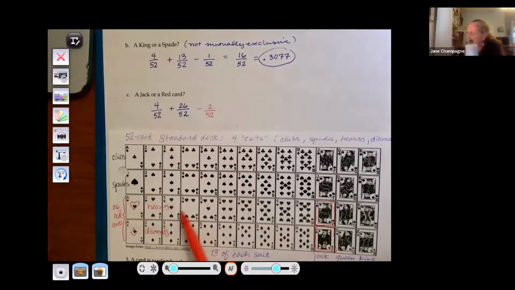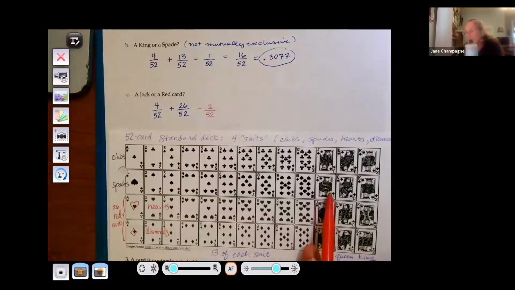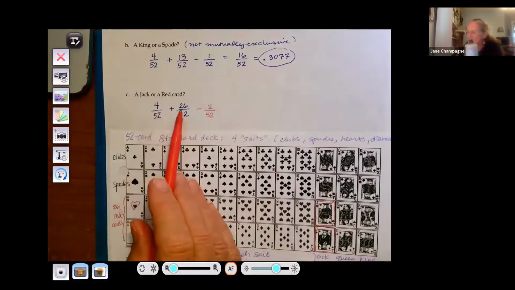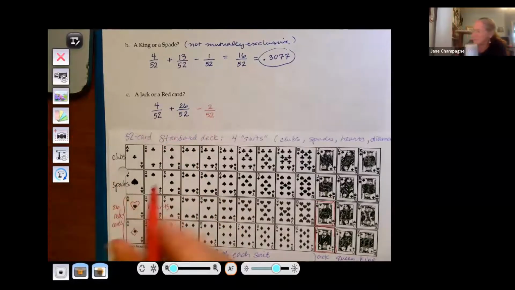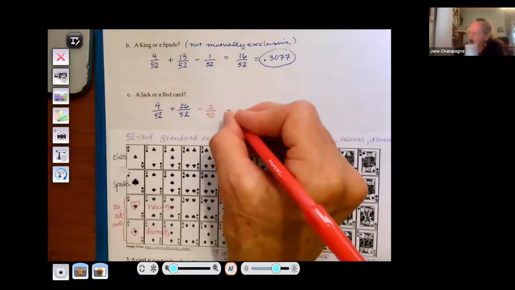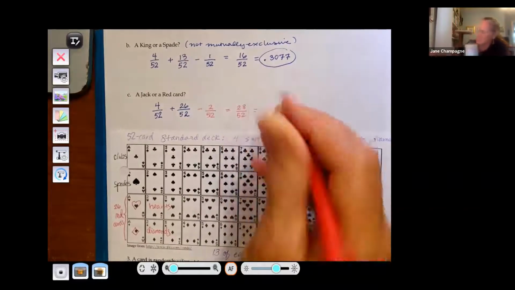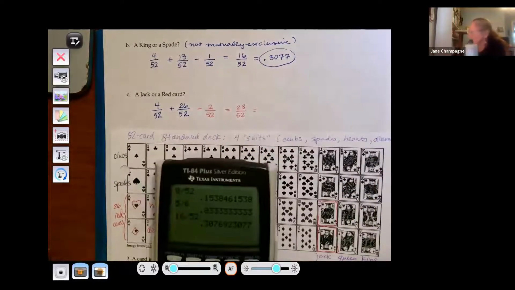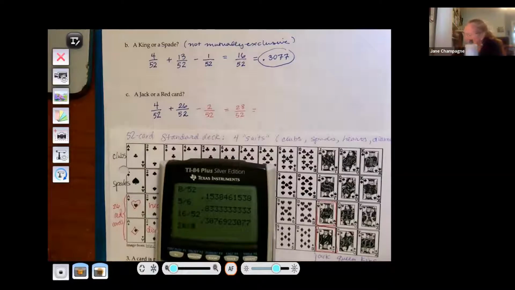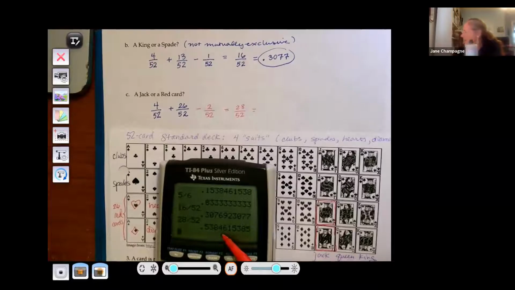And basically, we've got 26 red cards and 2 more jacks. 28 total cards. That's what we get here too. 30 minus 2 is 28 out of 52. 28 out of 52 is about 0.5385.